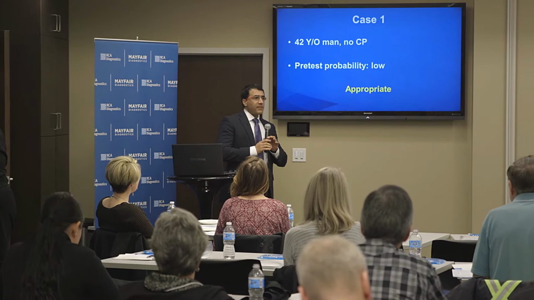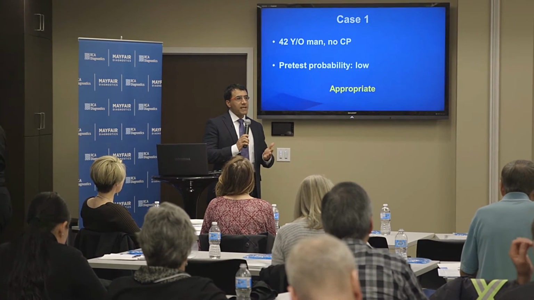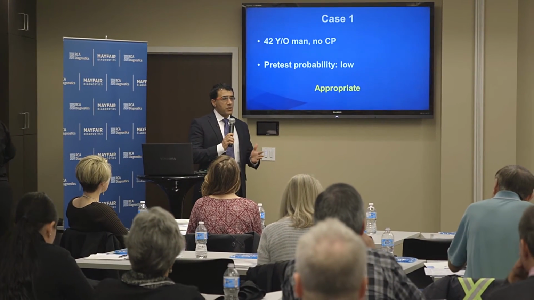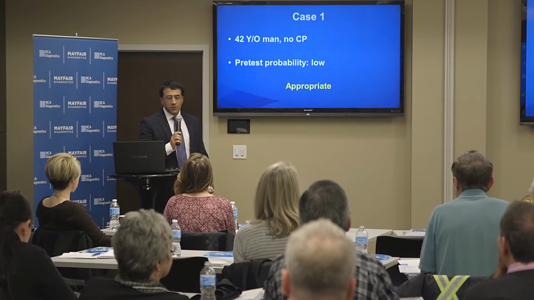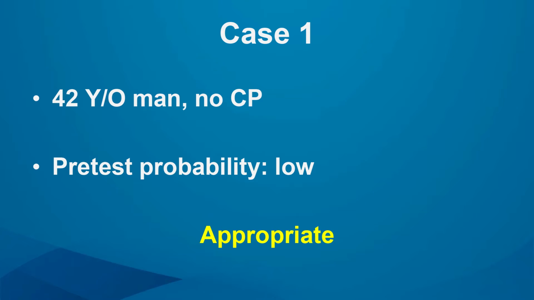So I'm going to show 4 cases, basically bread and butter cases. These 4 cases I saw within 2 days of reading coronary CTs. The first one is a 42-year-old man. His pretest probability is considered low because his age is 42 and he has no chest pain.